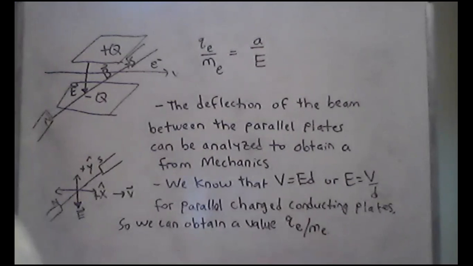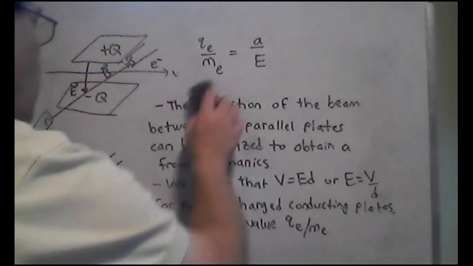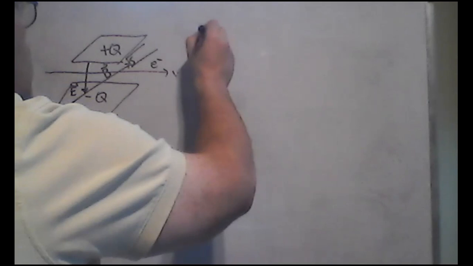We can also do it with magnetic fields. So we can also look at it, you know, we can get this relationship. We can also do it for magnetic fields. So we can look at deflection caused by magnetic fields.